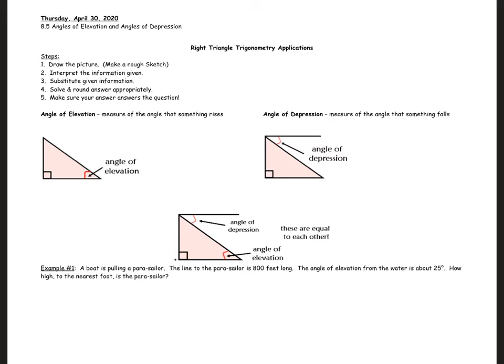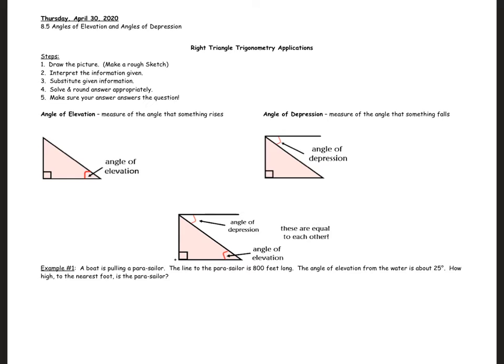And what you see is we have the angle of depression and we have my angle of elevation. If these are parallel lines, which they are, then the angle of depression and the angle of elevation are equal to each other. We studied this in the past. These are what we call alternate interior angles. So that's why they are congruent. The angle of depression and the angle of elevation are congruent.